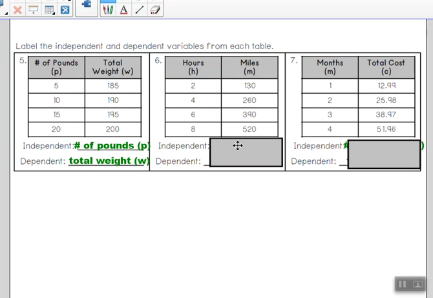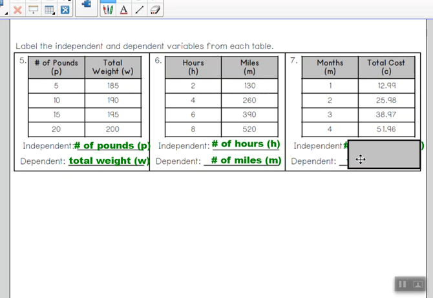In this next one here, think of this as driving. You know, in this many hours, we've traveled this many miles. In this many hours, we've traveled that many miles, and so on. So our IV would be number of hours, and our DV would be number of miles. Okay.